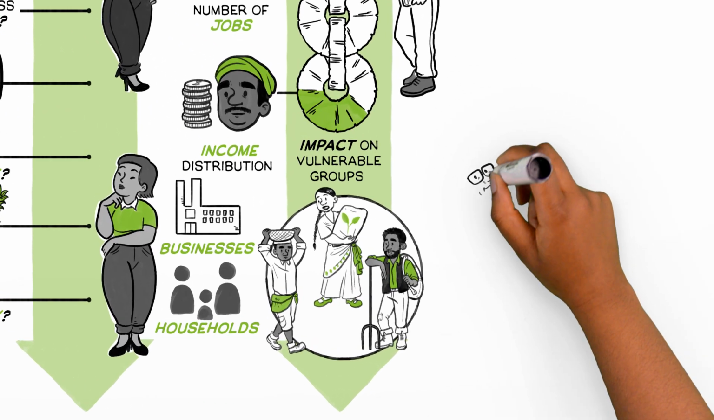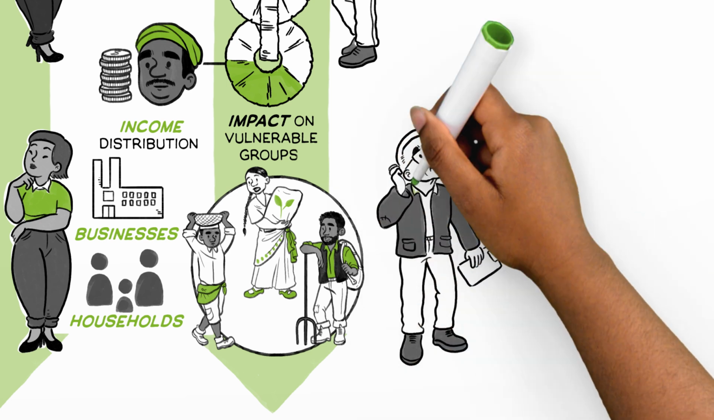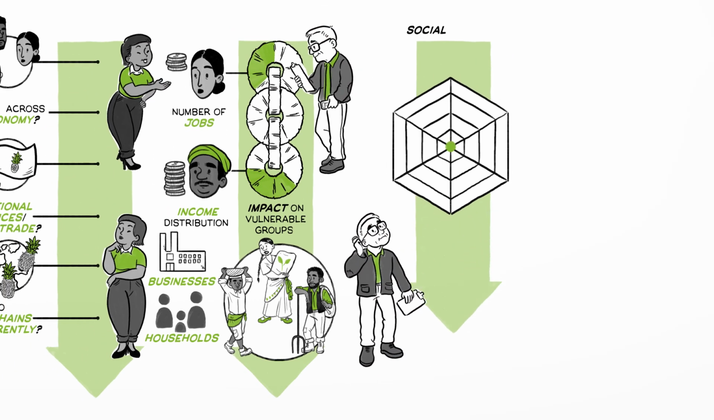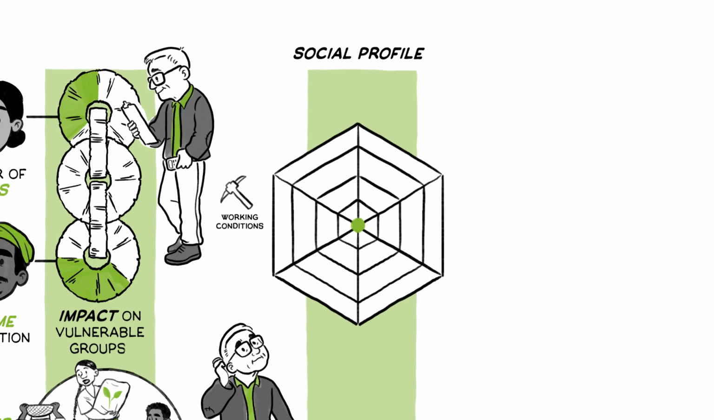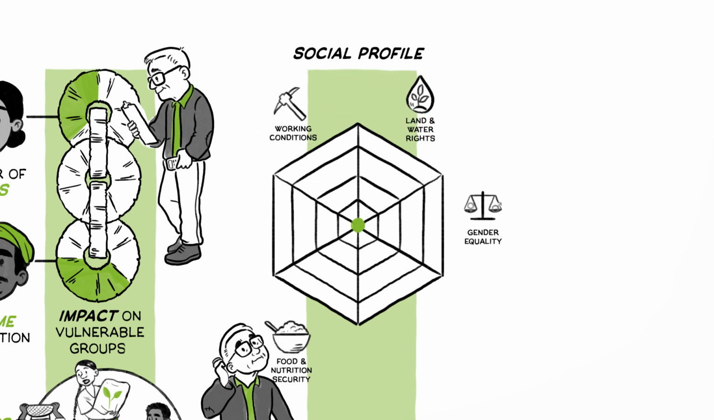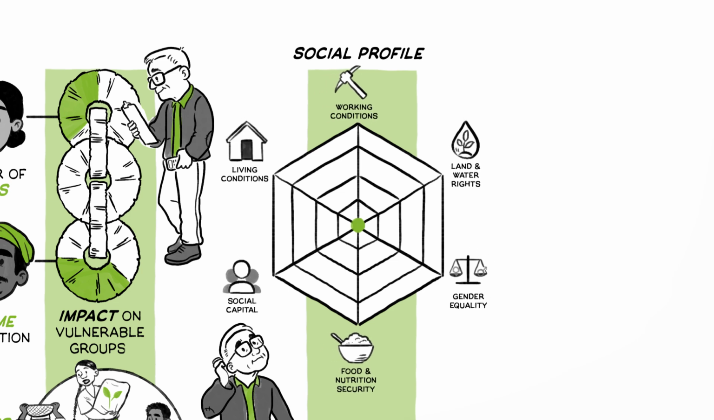Is the value chain socially sustainable? The social expert assesses this question with a specific tool called the social profile, looking at 6 key development concerns for policymakers: working conditions, land and water rights, gender equality, food and nutrition security, social capital, and living conditions.